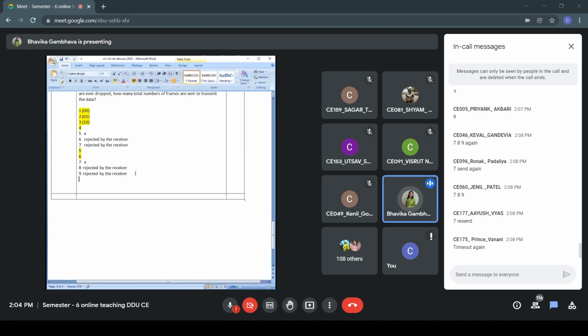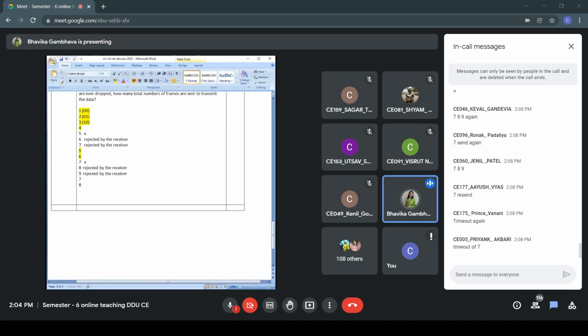Yes, your transmitter is again going to send 7, 8 and 9 whenever there is a timeout of 7. Now which frame? While they are traveling, this is the first frame for the network, second, third, fourth and fifth. So this will be dropped. Receiver is waiting for 7. 7 is delivered. You are getting an acknowledgement of 7. So we'll be sending 10.